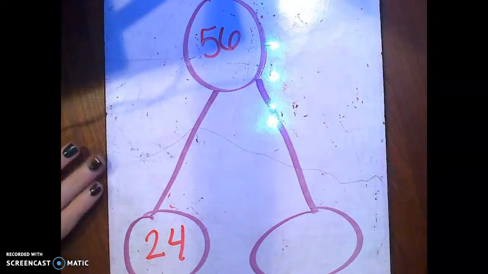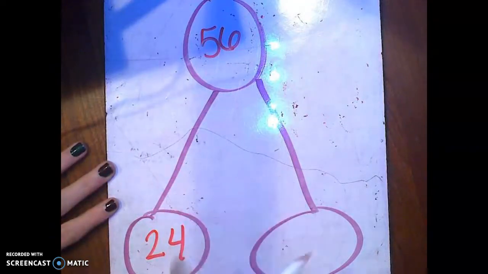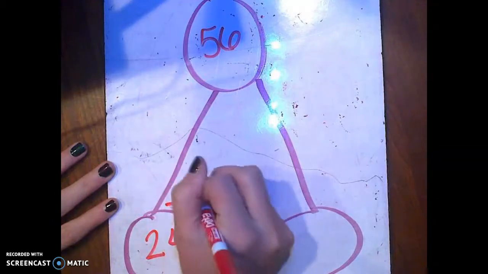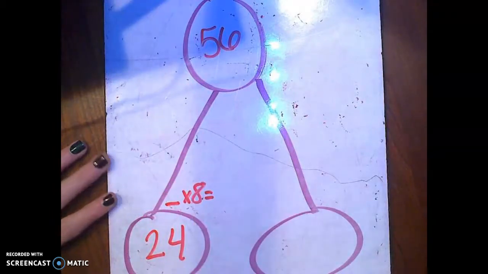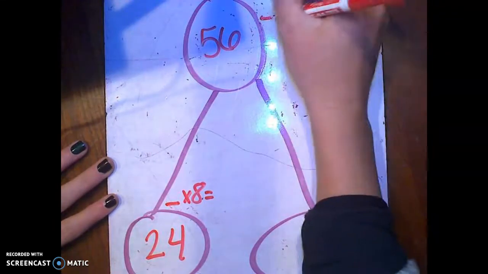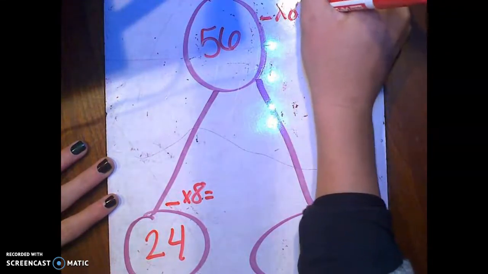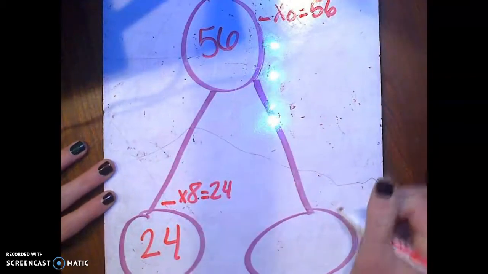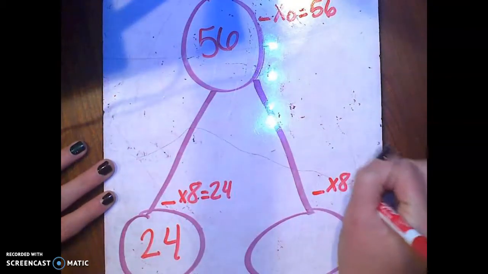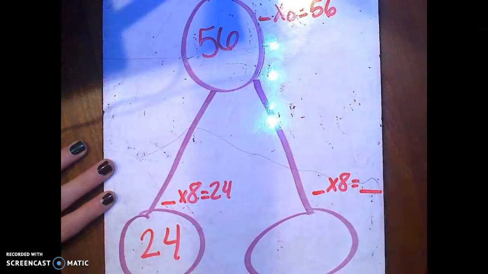Okay, hopefully you figured out that something times 8 equals 24, and that something times 8 equals 56. And then over here we have something times 8 equals something else, but we're not sure what that something is.